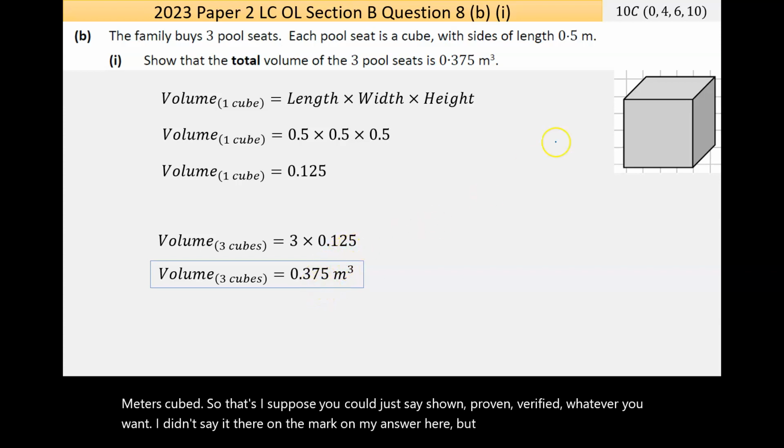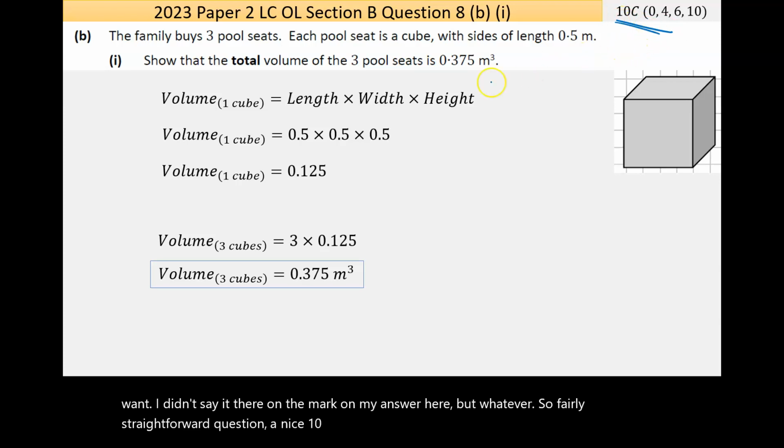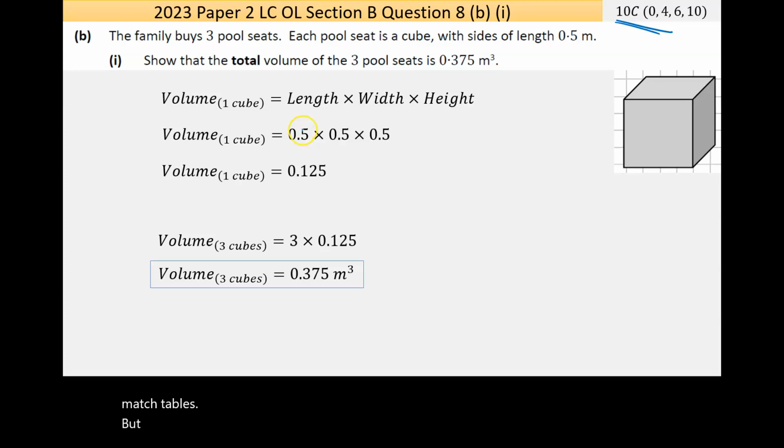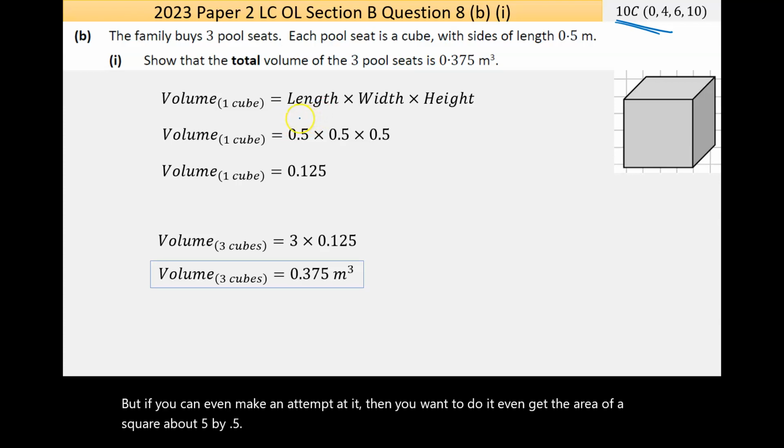So fairly straightforward question. A nice 10 marks if you cop it. That formula is not given in the maths tables. But if you can even make an attempt at it, then you want to do well. Even getting the area of a square, the 0.5 by 0.5, volume is the next step up of the 3rd dimension.